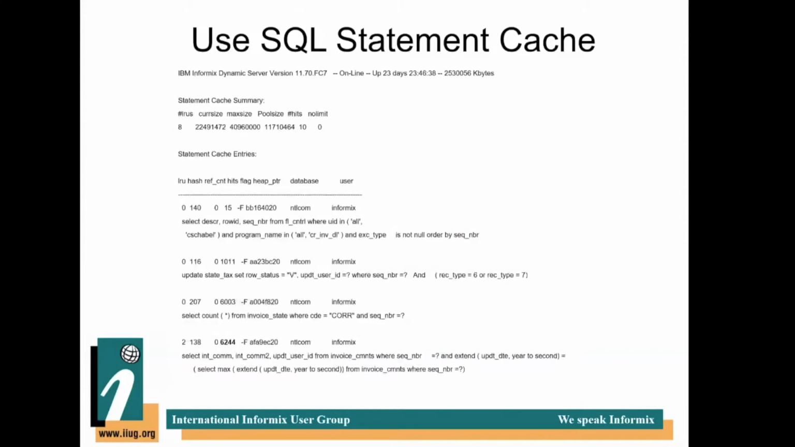Here's an output of the SQL statement cache. It shows a statement cache summary and the size of the statement cache. It gives you the information as far as the SQL statements that are being run. For example, if I highlight down here toward the bottom, 6244 is the number of times the SQL statement has been executed. So this is where you can go look and say, well, let me take a look at this statement to see if we can improve its performance.